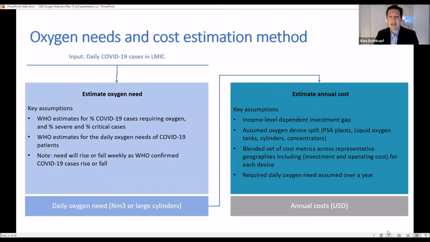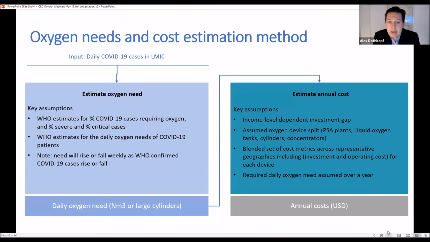And then as a second step, what we also wanted to give decision makers and advocates as a tool is the, in our case, annual cost to satisfy that need. And that's a particularly complex endeavor. What we did is we created a tiered methodology to distinguish by income level the investment gap, and create an assumed device split or modality split between different manufacturing and distribution methods, which is PSA plants, liquid oxygen tanks, cylinders, and concentrators, based on the experience that PATH and CHAI have in many countries across the world.